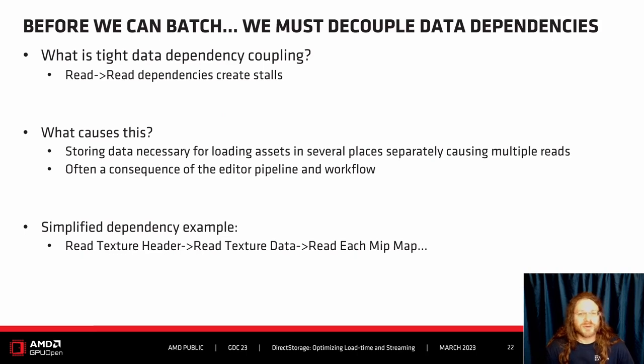So before we can batch, though, we've got to decouple our data dependencies. And what kind of dependencies am I talking about? Well, I'm talking about read-to-read dependencies because these create stalls. A very simplified version of a read-to-read dependency would be reading the texture header for a texture, and then reading the texture data, and then finally reading each bitmap, because the texture header contained, for example, the size of each bitmap. This tends to also be caused by things like editor pipelines and workflows. So we'll see later how we address these types of issues.